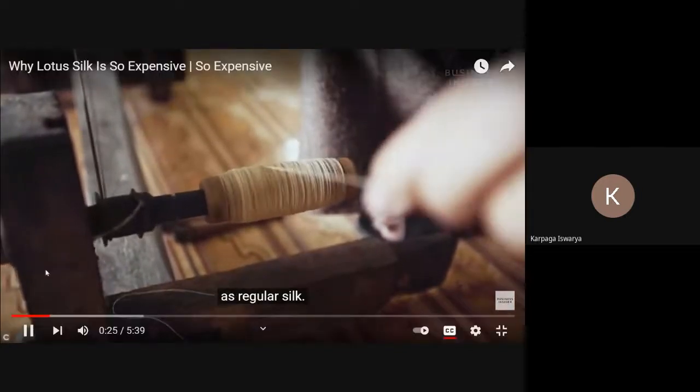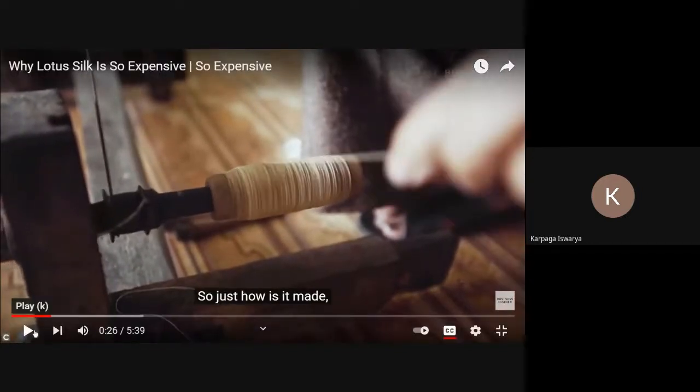But just, did you hear what he said? The final product costs more than 10 times more than regular silk. And also, just to weave one scarf, it takes 2 months using this lotus stem.